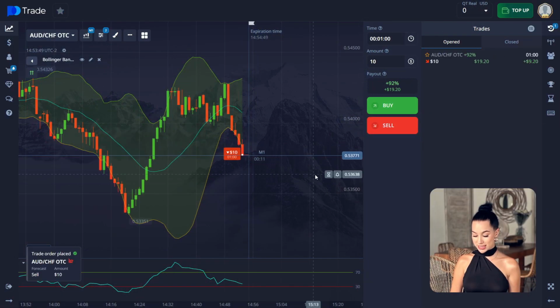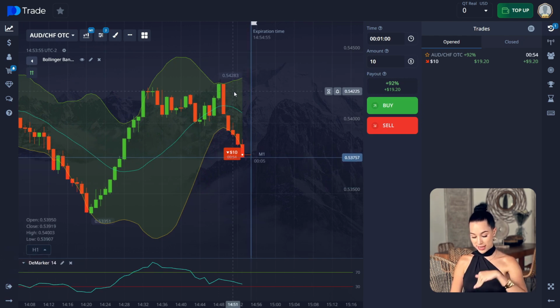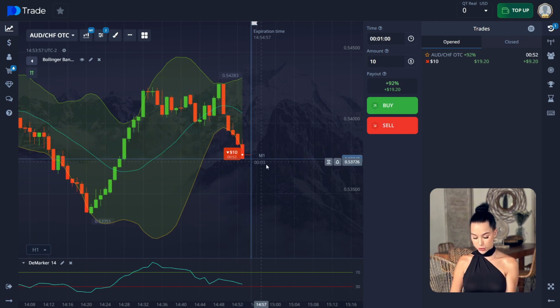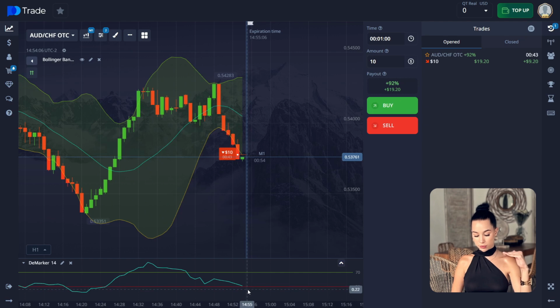And here we open a sell trade for 1 minute. So here we can see it was the upward trend before, then some lateral movement, and now it's definitely the downward trend. It broke the lower line of the Bollinger Bands and went lower, so it's definitely a sell signal. And also in the DeMarker, we can see that the main line of the marker is going lower and already crossing the 30%.